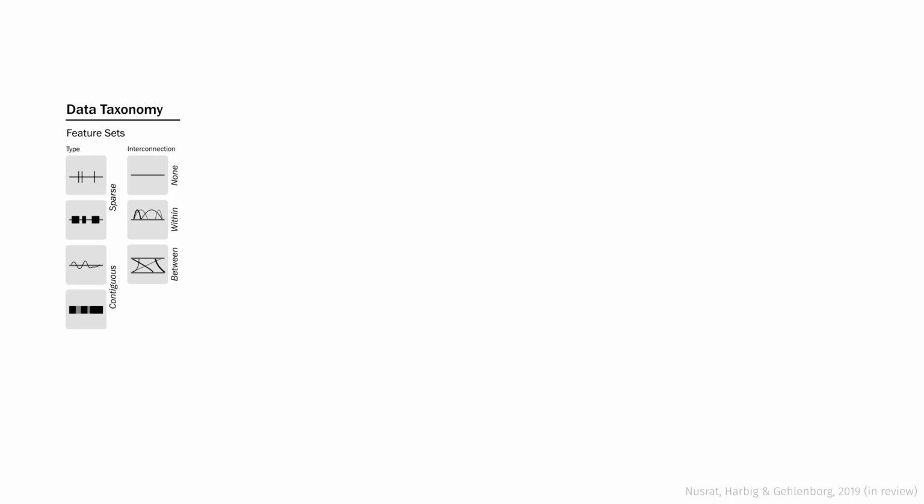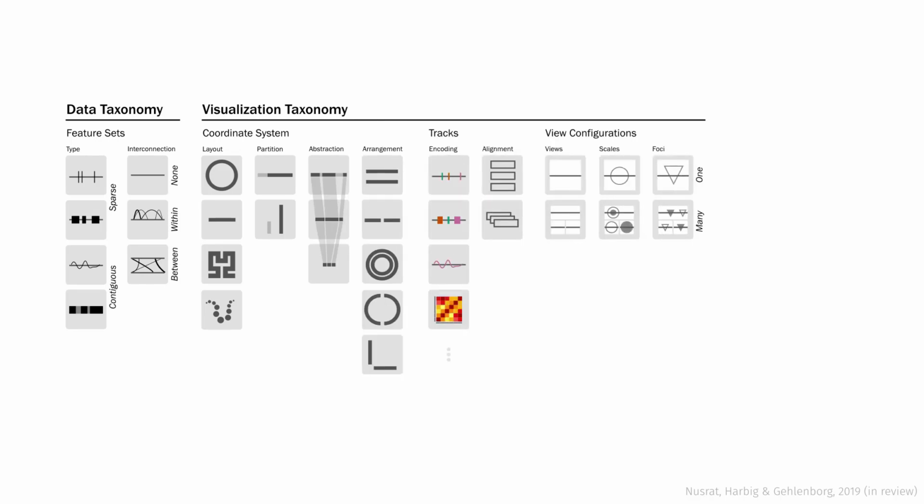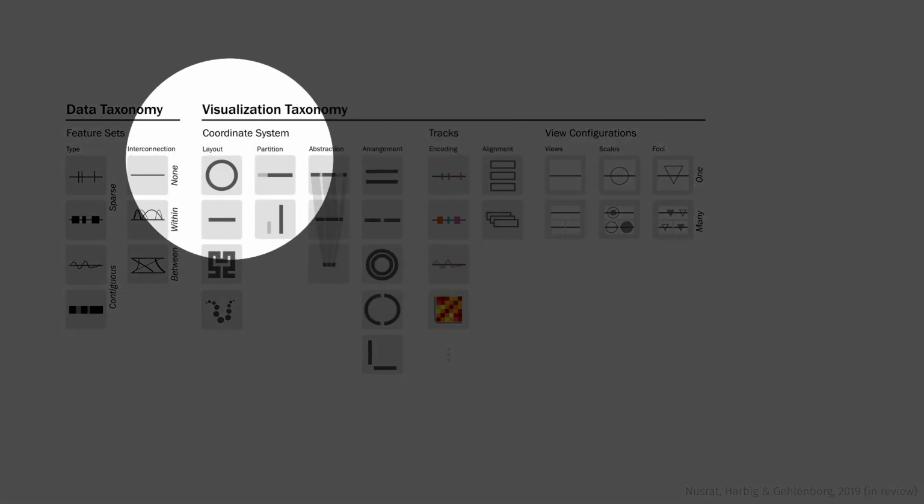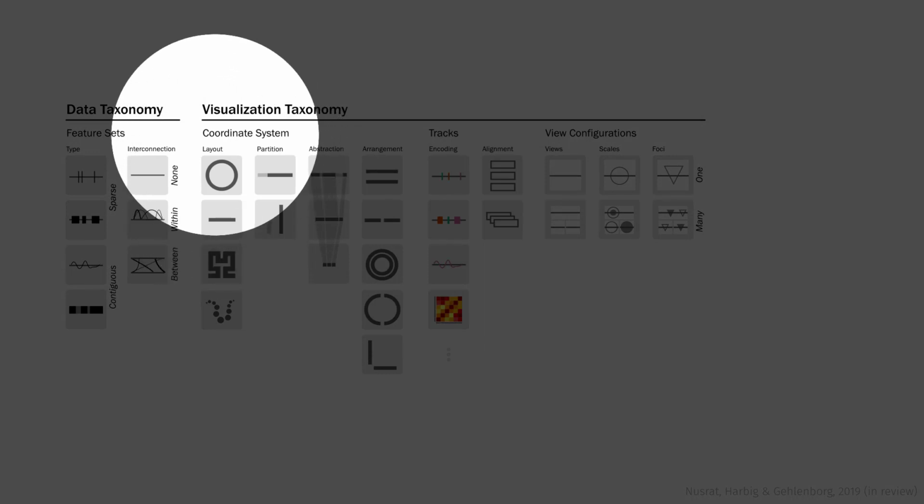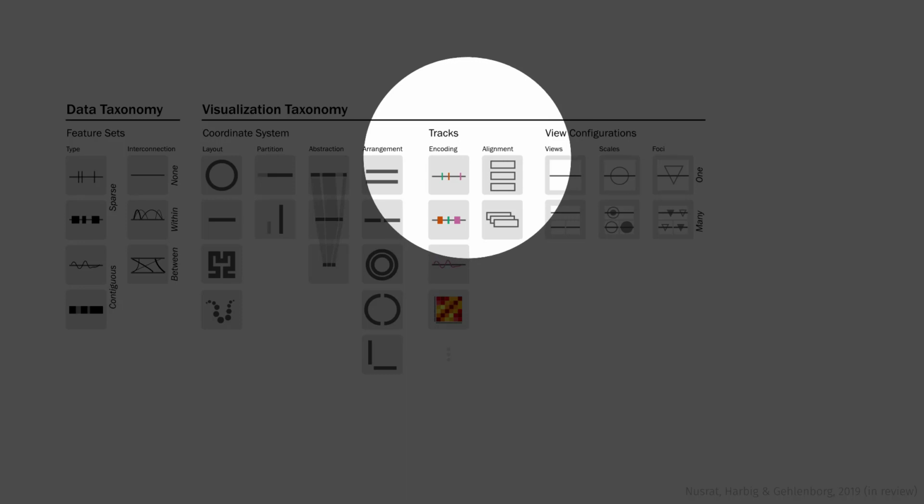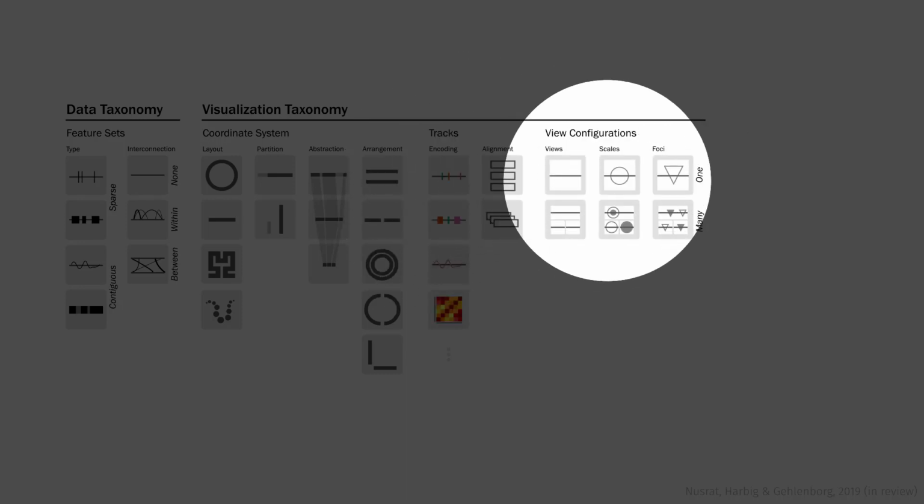The next part is about visualization. So once we have a data taxonomy, we can think about how to visualize this. And I want to emphasize there are three different pieces to that. So first we have the coordinate system itself. We have a couple of different attributes to that. Then we have the tracks, where we're actually visualizing the data. That has, for example, encoding, how these tracks are aligned. And then we have the views.